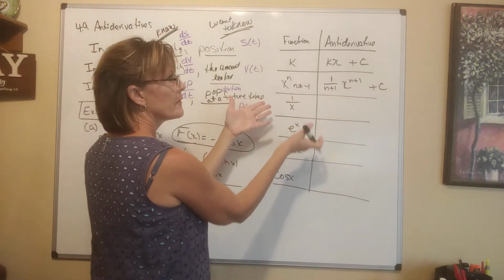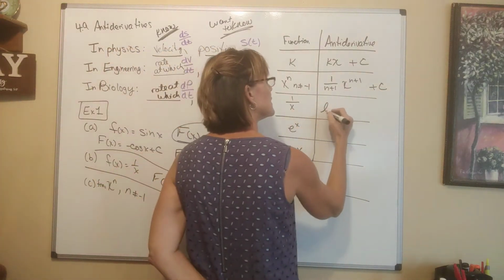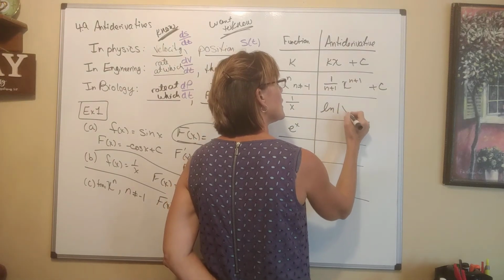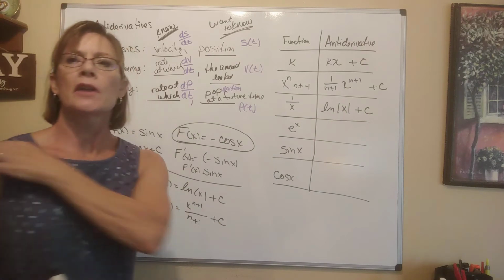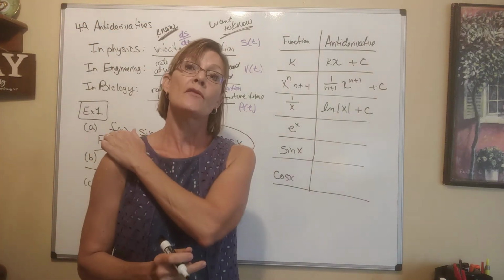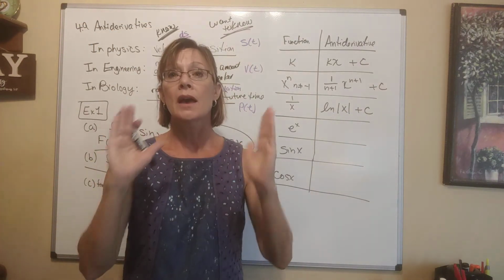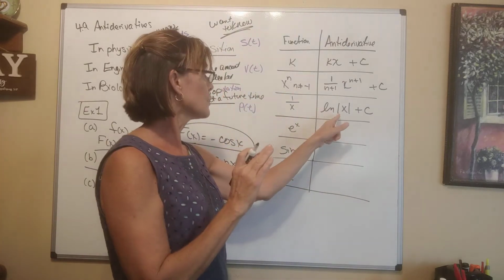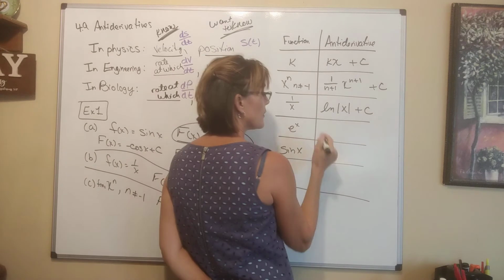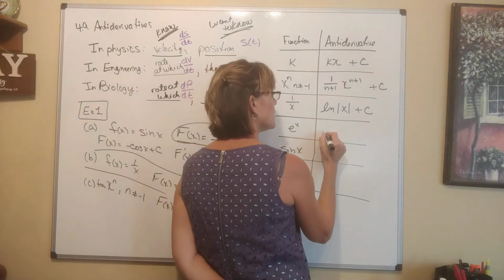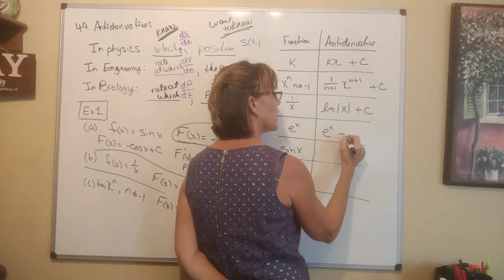What could I take the derivative of and get 1 over x? It's going to be the natural log of x. And so I'm going to put, as you will see in the book, absolute values over x because we can only take the log of a positive number. So that's what we need to do in case x is negative. What can we take the derivative of and get e to the x? Well, we know this one really well. It's e to the x.